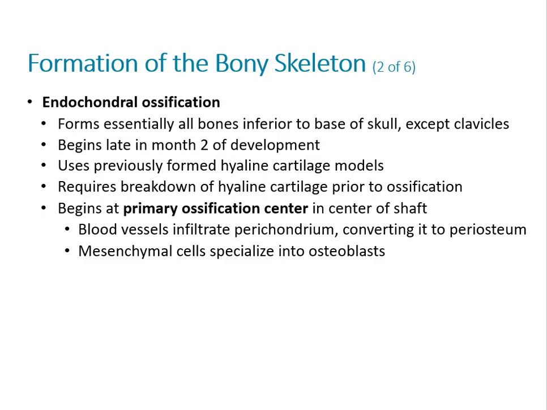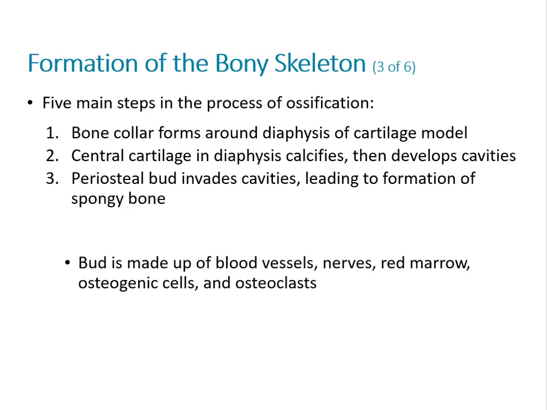One of the first things that happens after the formation of the primary ossification center is blood vessels infiltrate the perichondrium, and they convert it to a periosteum. It's still the same tissue, but once it's surrounding bone, it's not something surrounding cartilage, perichondrium. It's something surrounding bone, periosteum. So we're just changing the name. But what's also happening within the periosteum is the formation of mesenchymal cells that are specializing into osteoblasts. Because osteoblasts are going to be able to make our bone matrix.